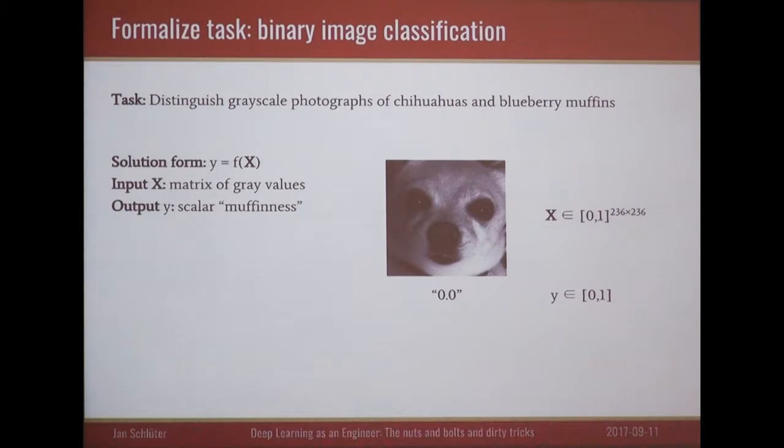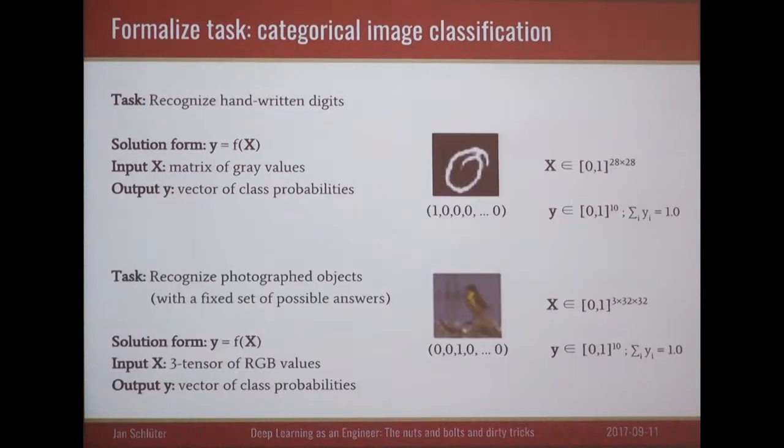For the image classification, for the binary classification tasks, if we fix the size of the input image, then we can express the input as just a matrix of gray values, and the output would be a scalar between 0 and 1 that gives the muffinness of the image received. So for this input, the output should be 0.